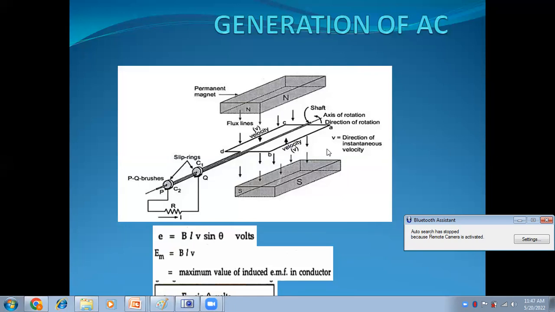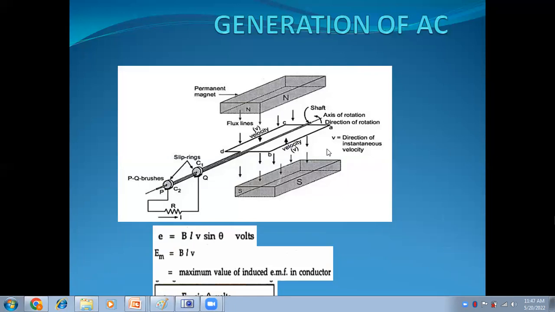So when such an alternating EMF is used to supply an electrical load, the resulting current waveform is also called alternating, and it is purely sinusoidal in nature. So in this way, a sinusoidal waveform can be generated using this set of alternators.